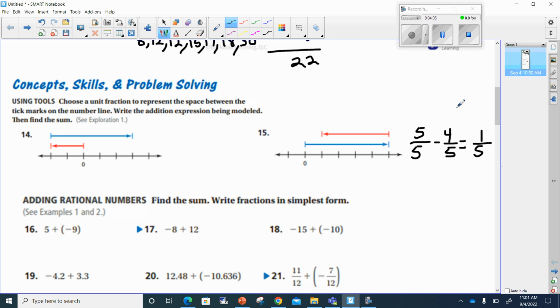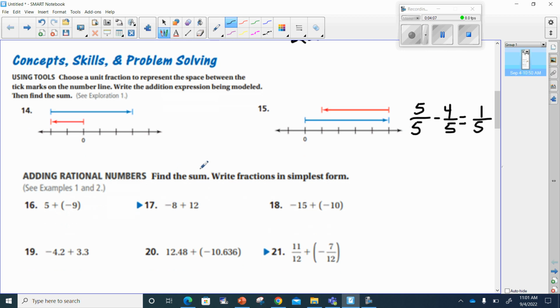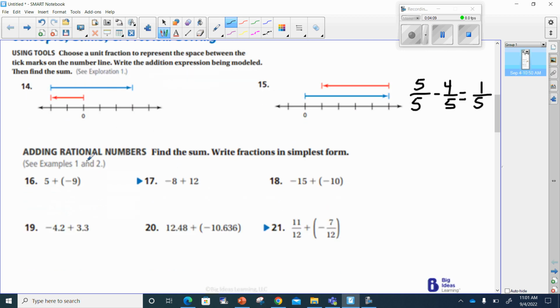All right, let's move on to number 17. Find the sum, write fractions in simplest form. Well, this is pretty easy. We're just combining numbers. This time they're trying to be tricky by putting the smaller number in front. Remember our rule. When my signs are different, I find the difference. These are different signs. I've got a negative and a positive. I'll take the big number minus the small number. That gives me 4. And then I keep the sign of the bigger number. The bigger number was positive, so this answer is positive 4.